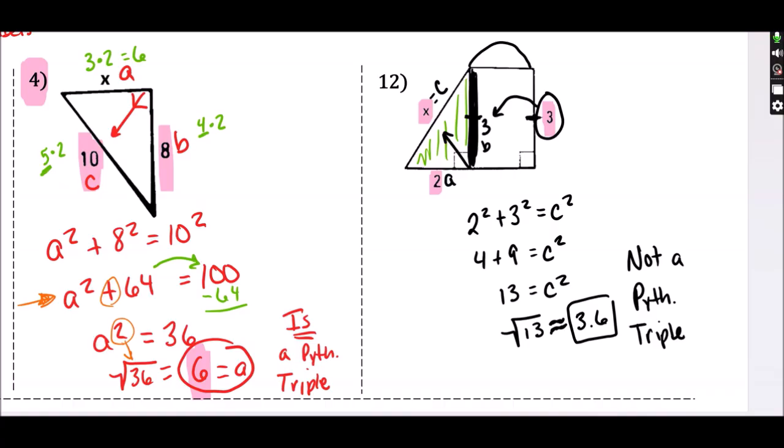All right, guys, so as we look through this, we end up with the square root of 13, which is approximately 3.6. This is not a Pythagorean triple because they're not all whole numbers. So this one is not.